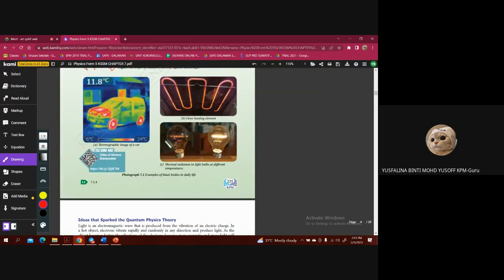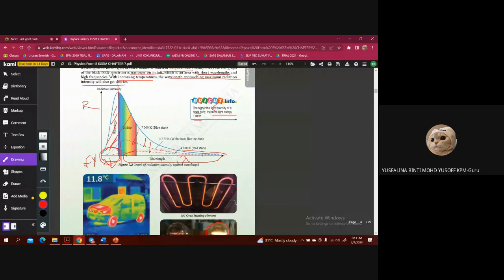And this is the bulb. So you can see the thermal radiation in a light bulb at different temperatures. When the temperature is higher, you can see the light become brighter, right? So this is the graph of radiation intensity against wavelength. This is the visible part, which means at this part you can see the color, right? The rainbow colors: red, orange, yellow, green, blue, indigo, violet. So at this part.